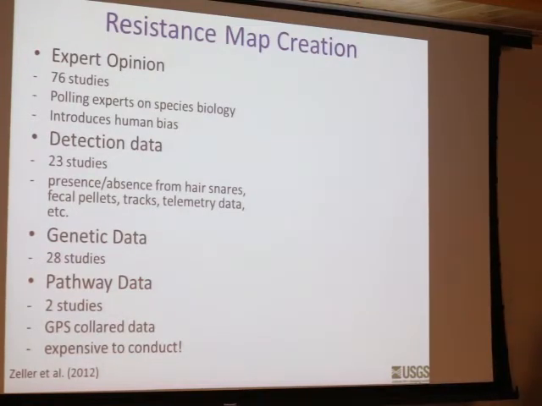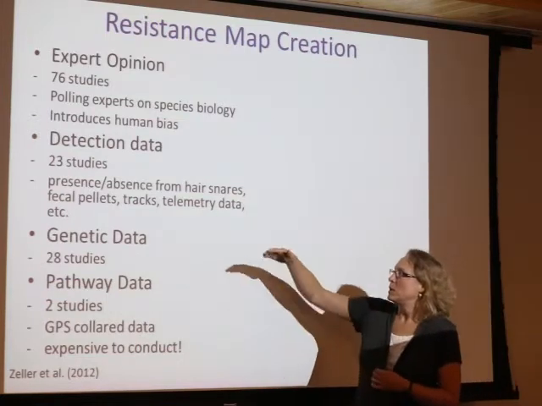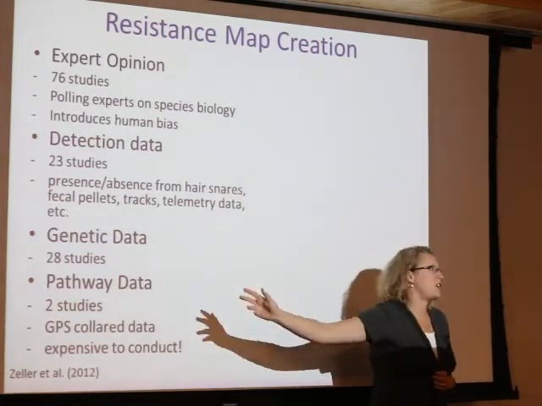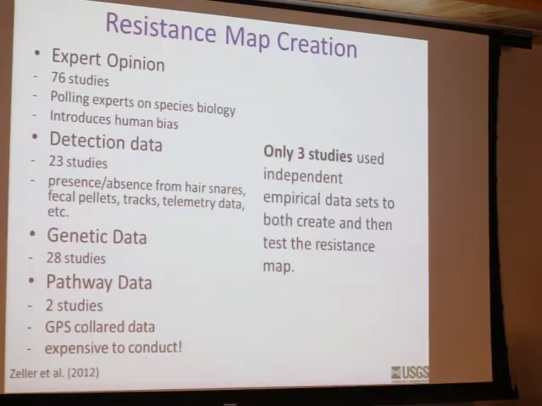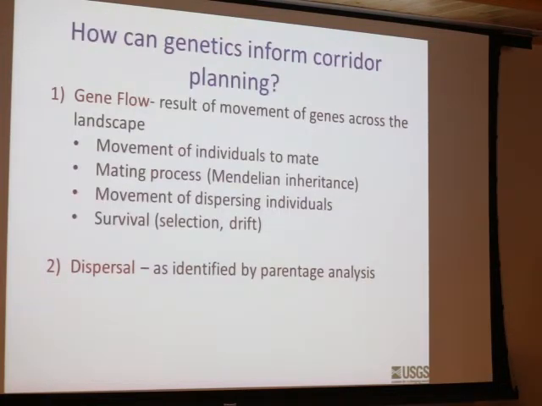It's expensive to collect data, of course, anytime, and the best kinds of data to collect can be the most expensive. There are many approaches, and genetics is one of them. Because this is a genetics-focused workshop, I'm going to talk about that. One key point is that only three studies out of all the ones she surveyed actually used independent empirical data sets to both create and then test the resistance surface. That's a key thing, and it's a really good tool if you're able to validate your work with a second type of data, or a second data set of any kind.